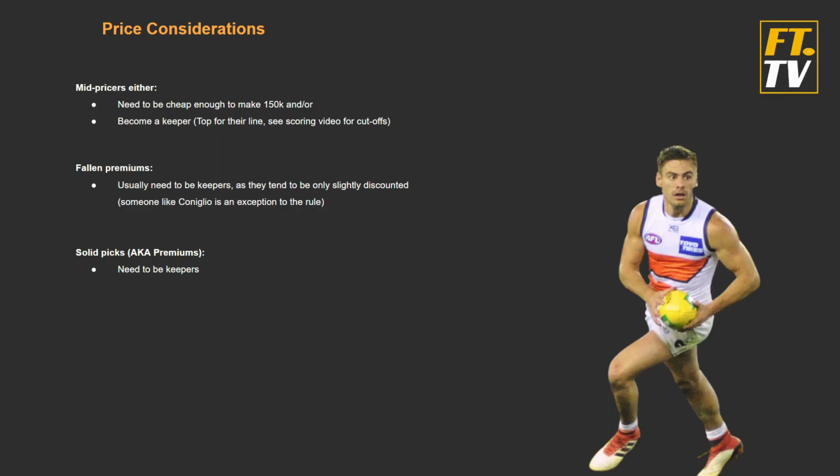And then for the other two categories, I think this is probably somewhat self-explanatory given where we started with mid prices. So fallen premiums usually need to be keepers as well, as they tend to only be slightly discounted. There are always some exceptions to the rule. Cogs is a great example of that this year. And for our solid picks, aka our premiums, they of course need to be keepers. You are only picking these players to be a top 8 in their position, and if you don't think they will be, then you shouldn't have them at all.